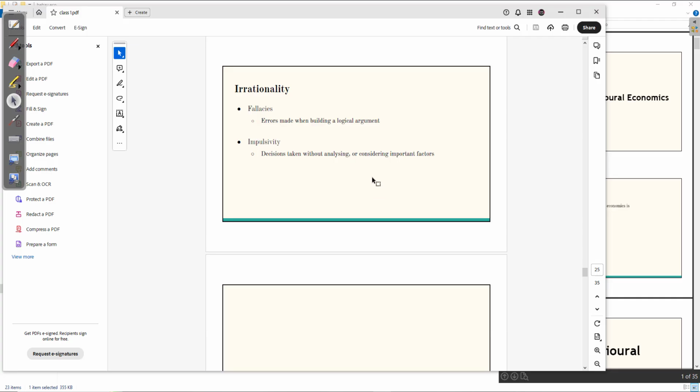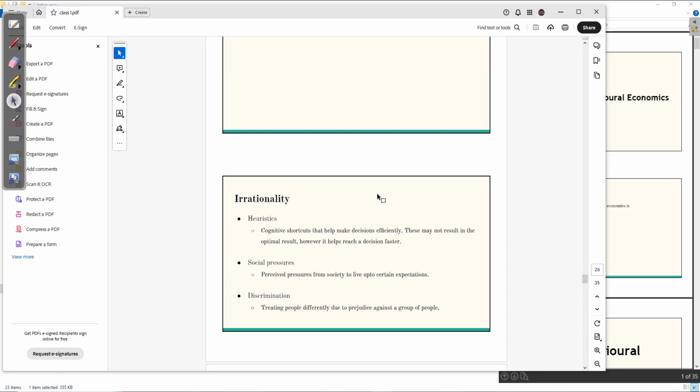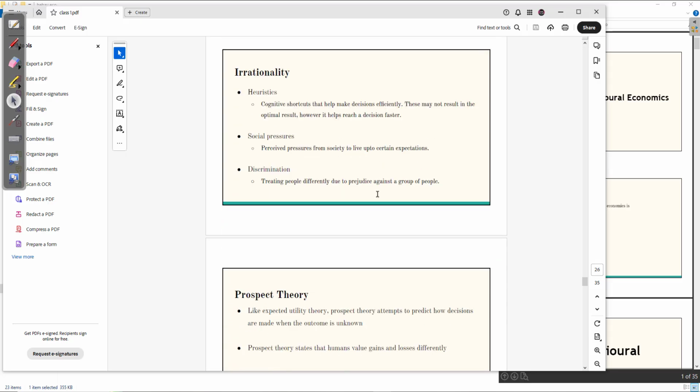Fallacies are errors made when building logical arguments, because you don't have complete information about everything. Impulsivity is when you take impulsive quick decisions without analyzing the actual situation. We all do that. We make purchases in impulsiveness. Now there are emotions also that impact this kind of behavior, that is why somebody is purchasing something in impulsivity.